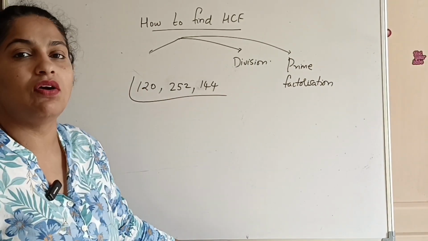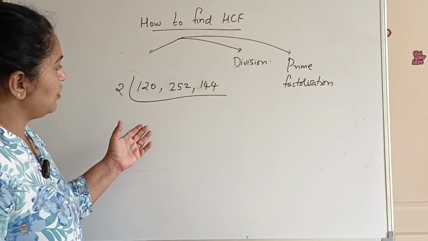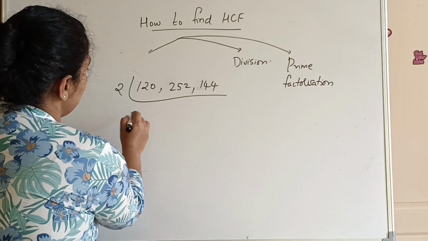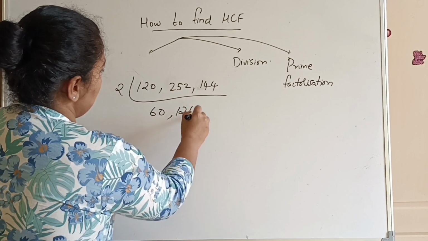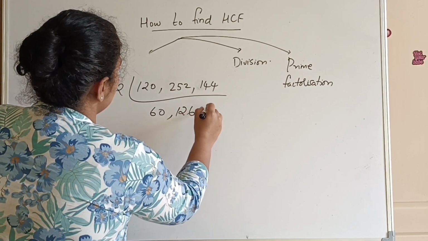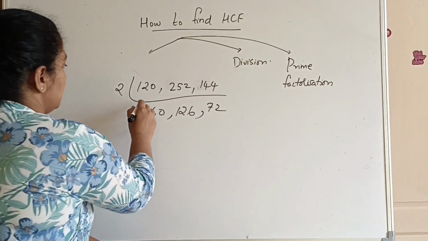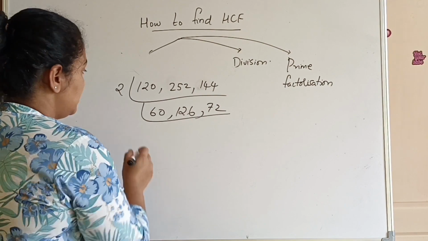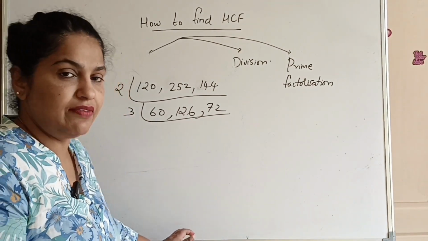One number that can divide all these three numbers, obviously 2. I think even 3 also can divide, but I am taking 2 for now. You people can even start with 3. So when I am taking 2, I will get 60. Here I will get 126. Here I will get 72. Okay, fine. Again, I can divide these numbers by 3. You can even take 2, this is divisible by 2 also. You can take 2. I have taken 3.